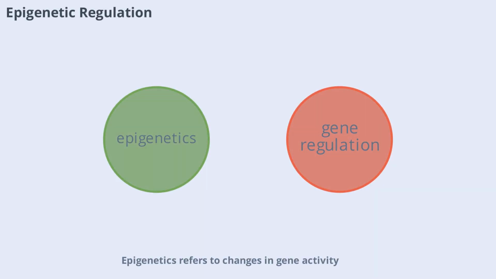Epigenetics refers to changes in gene activity that don't alter the DNA sequence itself. Chemical tags like methyl groups can be added to DNA or histones, affecting gene expression. These modifications can turn genes on or off and can even be passed to future generations. Epigenetic regulation is influenced by environment, lifestyle, and development. It's a powerful way cells control gene activity without changing the genetic code.